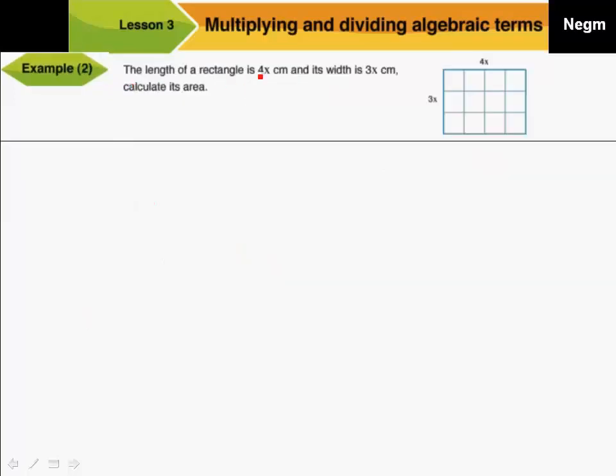The length of a rectangle is 4x centimeters. This is a rectangle. This length is 4x centimeters and its width is 3x centimeters. Calculate its area. We know that the area of a rectangle is the multiplication of its length times its width. So the area of the rectangle is equal to 4x times 3x, 4x multiplied by 3x.